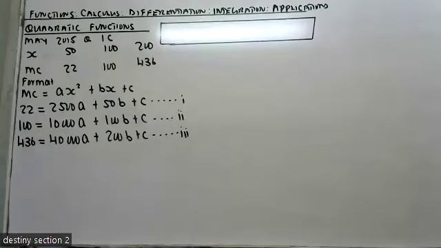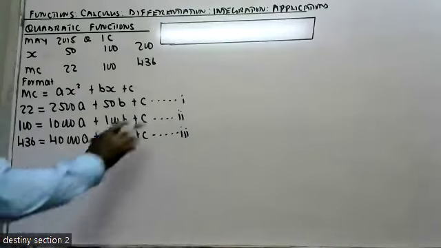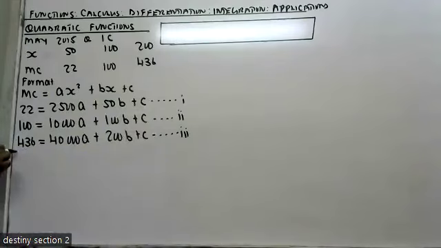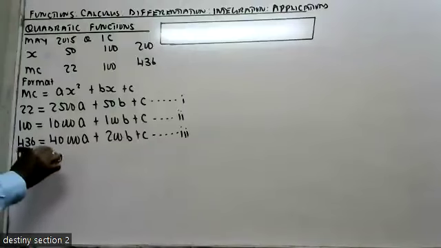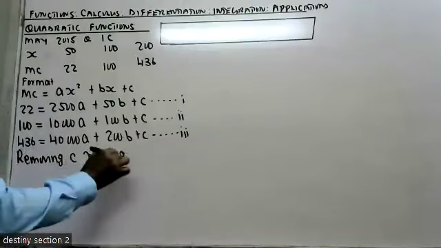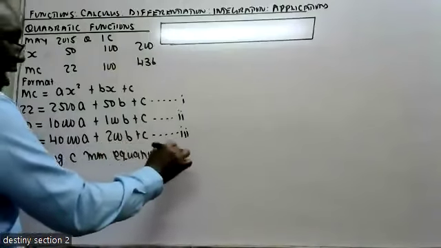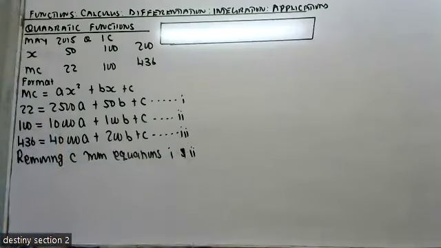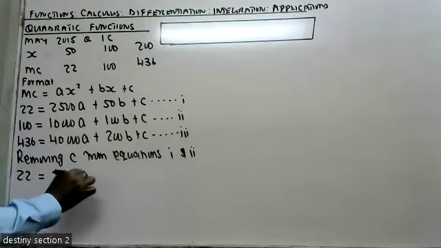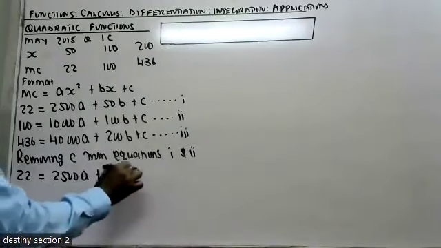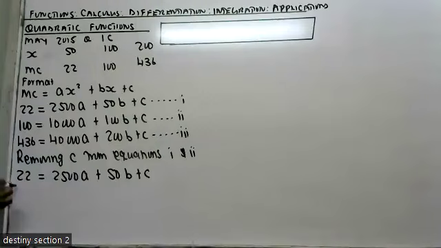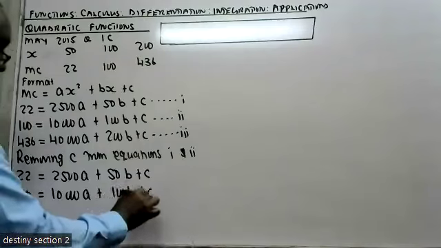So when I have that, we say now you remove C because it is the easiest. So I will say removing C from equations one and two. We have 22 equals 2,500 A plus 50B plus C. Then 100 is equal to 10,000 A plus 100 B plus C.